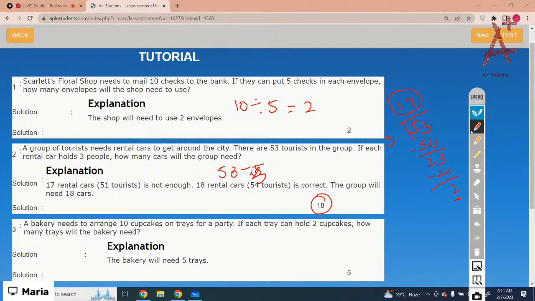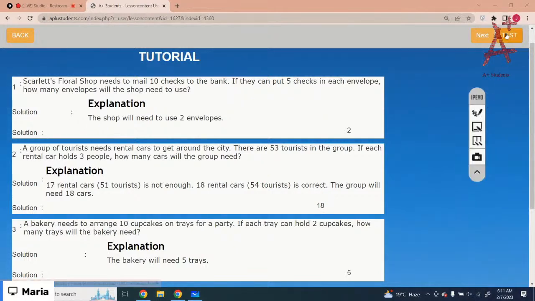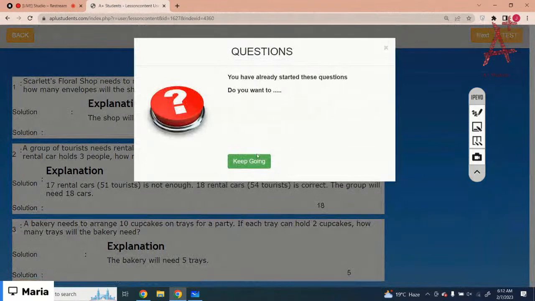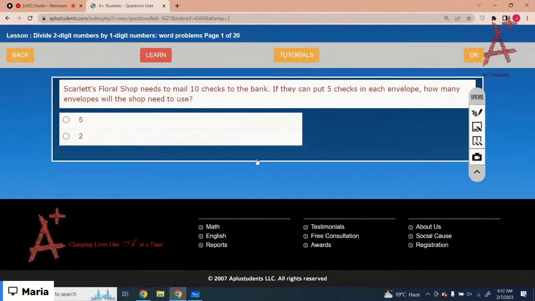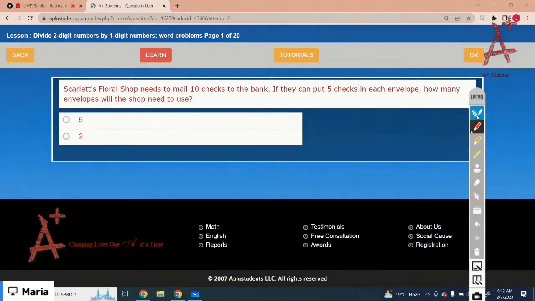Let's just start with the test questions. Okay, the first one is Scarlett's floral shop needs to mail 10 checks to the bank. If they can put 5 checks in each envelope, how many envelopes will the shop need to use? So basically you have to divide 10 by 5.